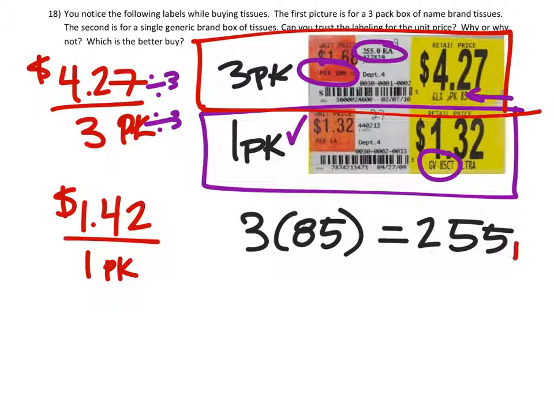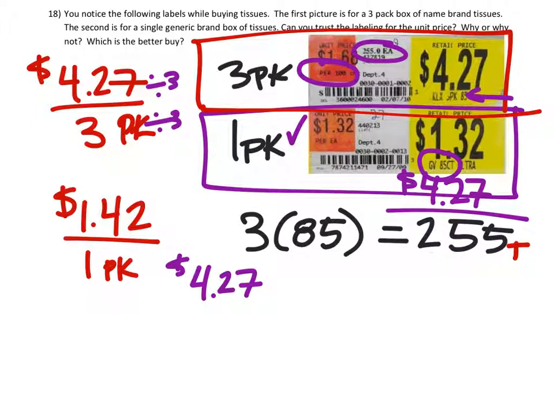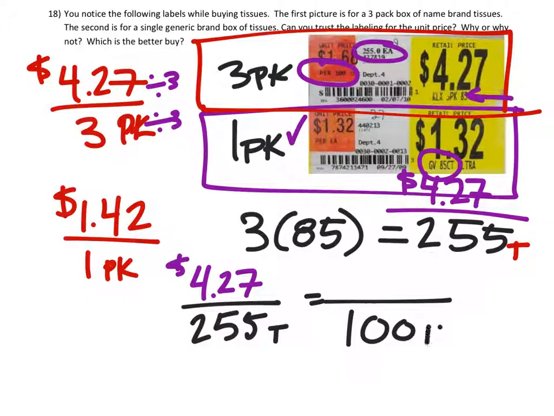So this is 255 tissues, right? And the price was $4.27, because it gave us $1.68 for every 100. So this goes into more of the proportion stuff, which is what we're going to get into anyway. 255 tissues. Well, what would this be for 100 tissues? Again, the question is, how do we get 255 to be 100?